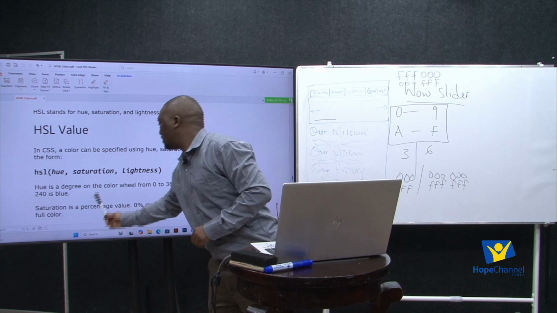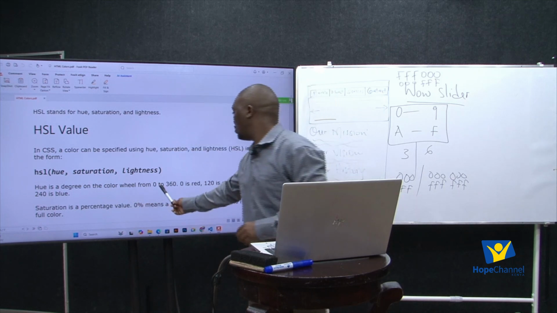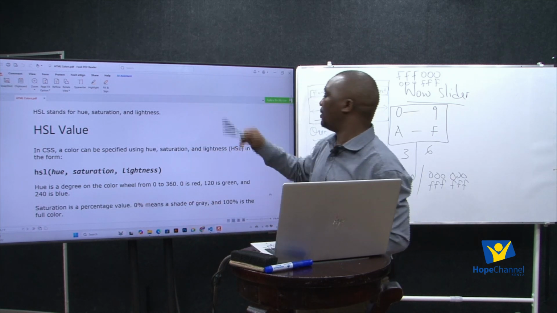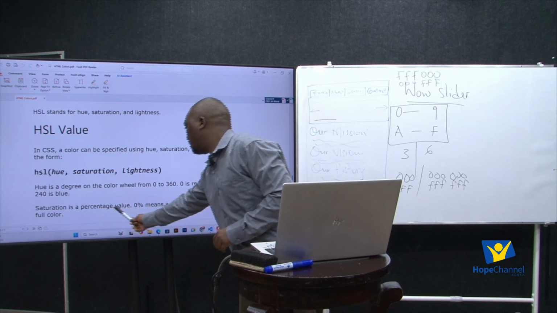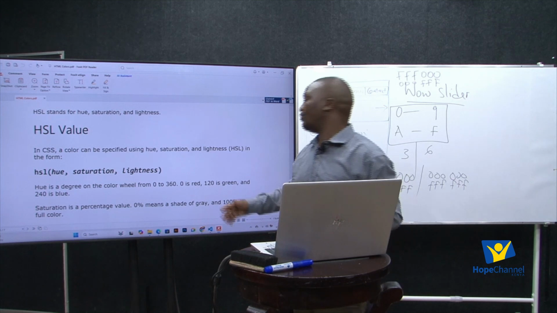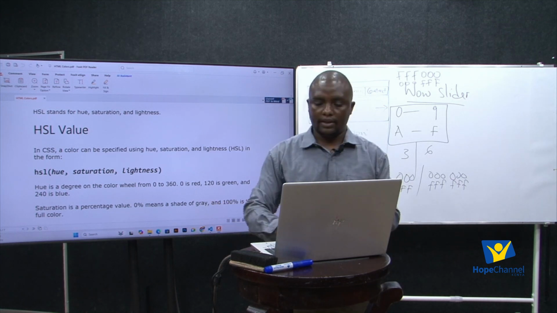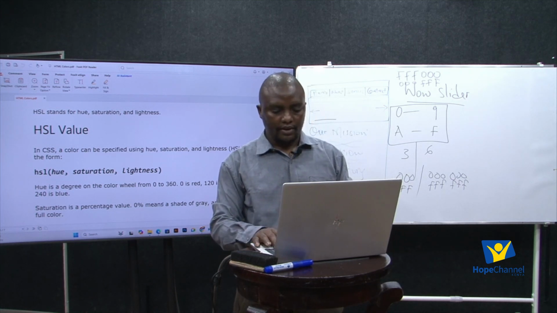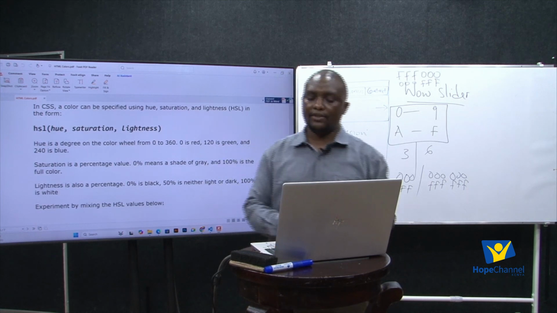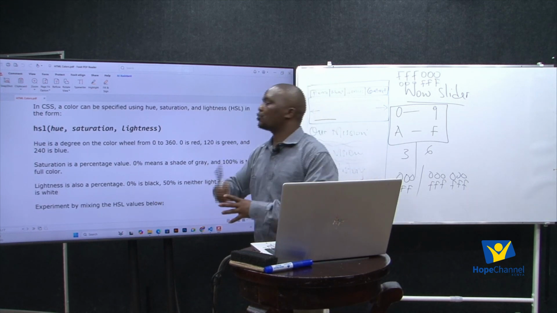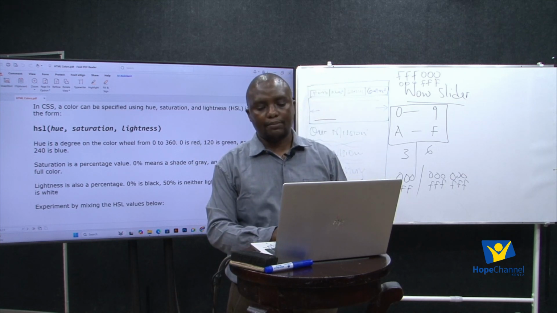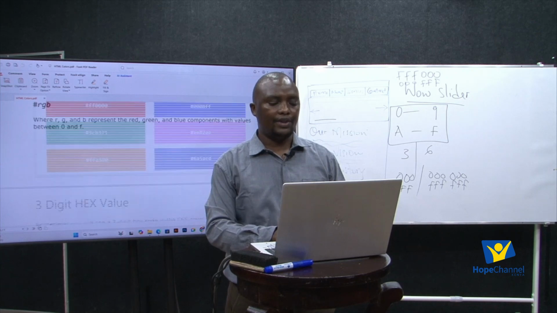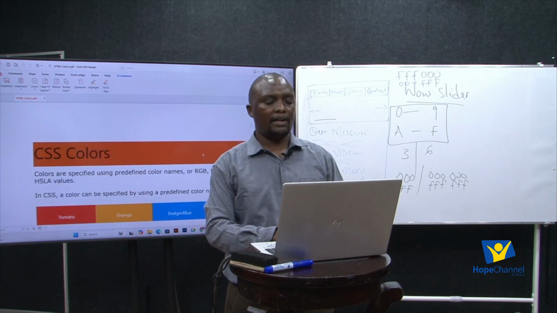Now hue is the degree of the color from 0 to 360. You pick a certain figure out of that. Then saturation is a percentage of the shading of gray, and then we have the lightness or the density of it. So you can also mix the same and achieve a specific color. At some point you realize that people are using either of the three to achieve a certain color variation.